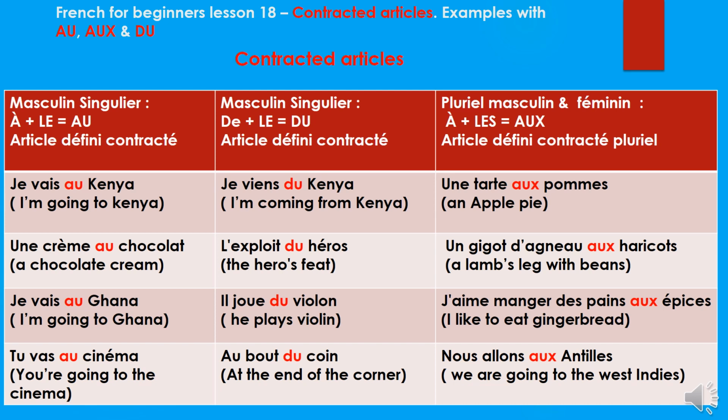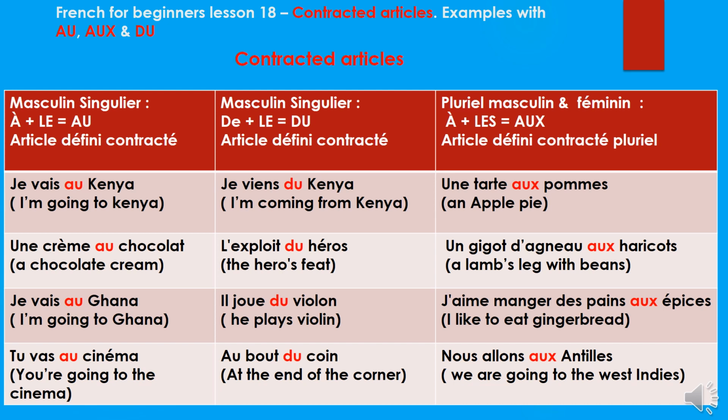Il joue du violon. When it comes to musical instruments, if they are masculine, you always put an article before the instrument, le violon. So if you are playing it, it's like you're saying "I'm playing of the piano." That's how you say "he plays piano." For example, je joue du violon, je joue du.